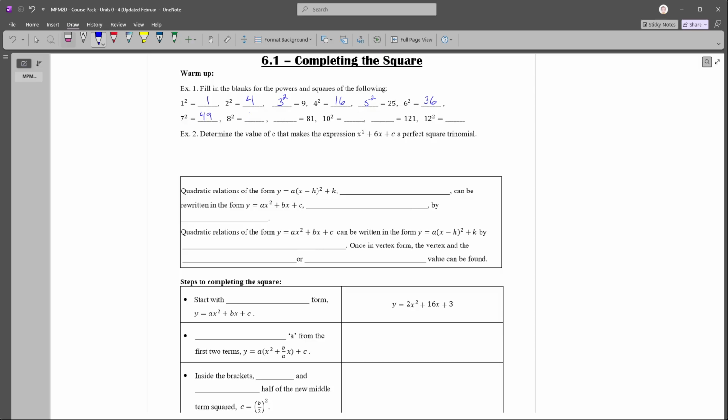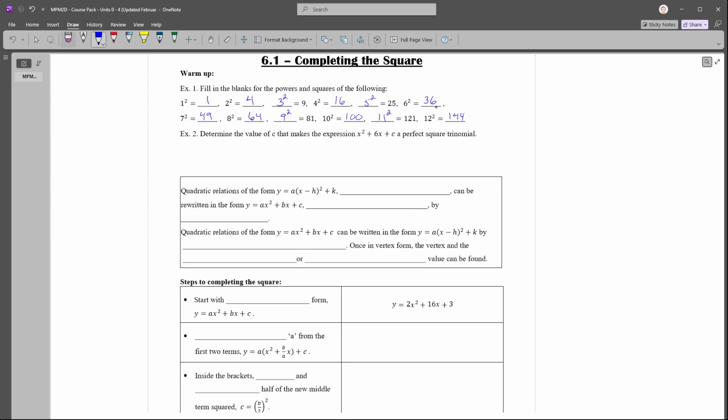8 squared, that's 64. What squared gives us 81? 9. 9 squared gives us 81. 10 squared is 100. And what squared gives us 121? 11. 11 squared. And 12 squared is 144. Now, hopefully you have that kind of stuff built in at this point, and it's just kind of math memory, and you're just kind of spitting it off at this point.